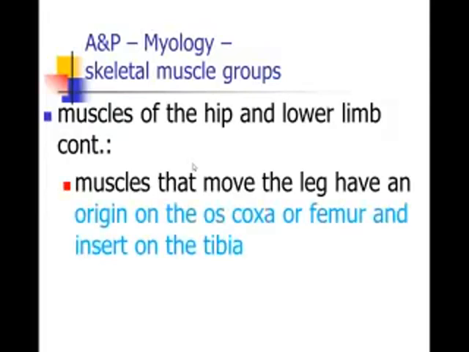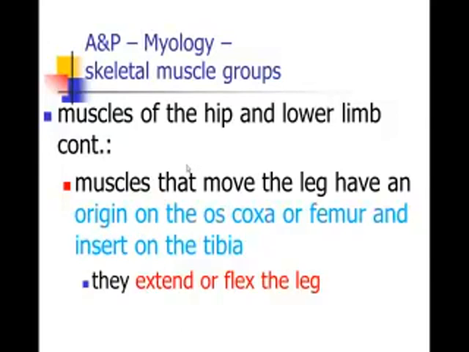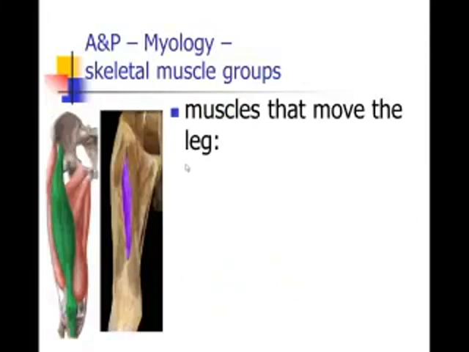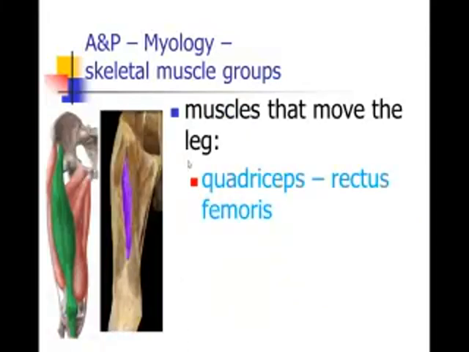Okay, so next we're going to have muscles that move the leg. They have an origin on the os coxa or the femur, and they insert on the tibia. So they're going to extend or flex the leg. And this is going to include the 4 muscles of the quadriceps. Quadriceps rectus femoris.